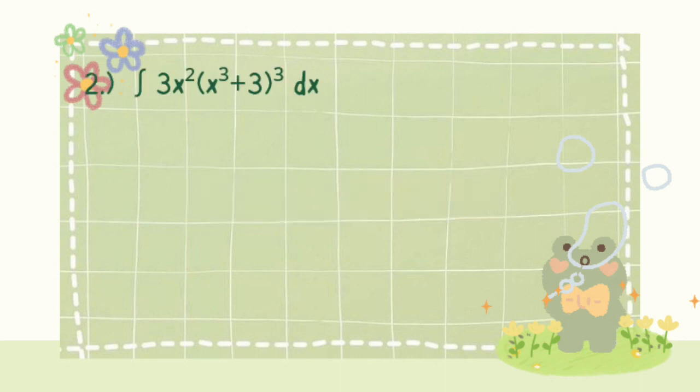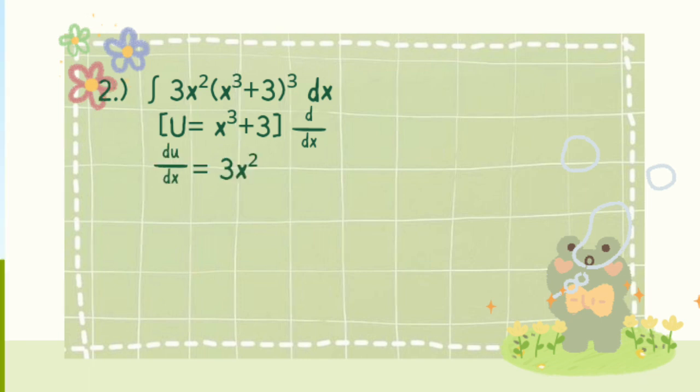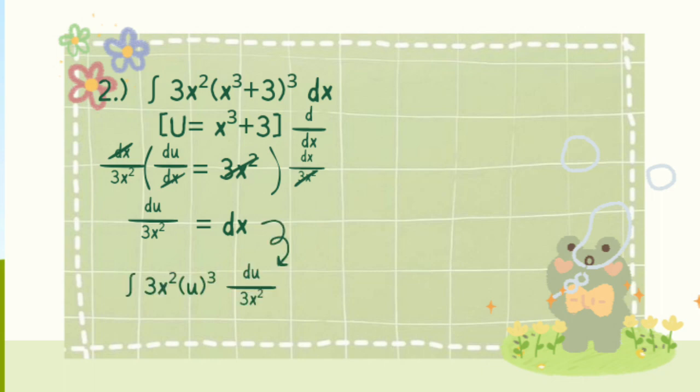The given is the integral of 3x squared times (x cubed plus 3) raised to 3 dx. The first step is to find the u value, where we just simply take the variables and constant inside the parentheses, x cubed plus 3, then find the derivative of x cubed plus 3, which is 3x squared, and write it down as du over dx equals 3x squared, then divide the left side and right side by dx over 3x squared, then cancel out similar variable and constant, which leaves us with du over 3x squared equals dx.